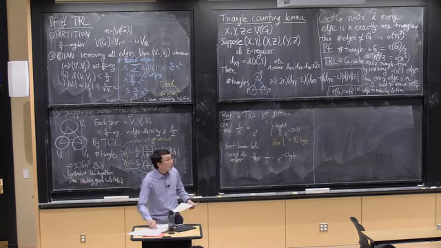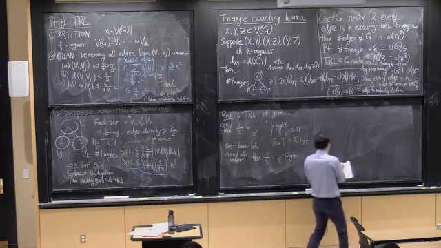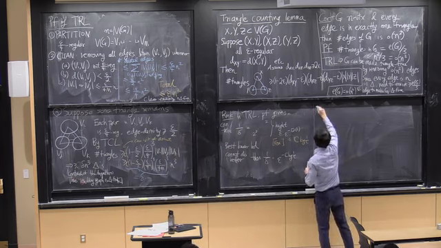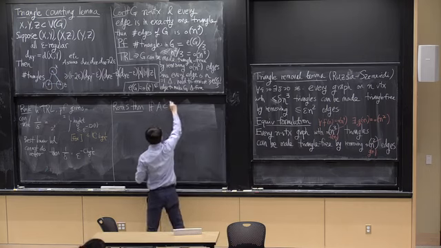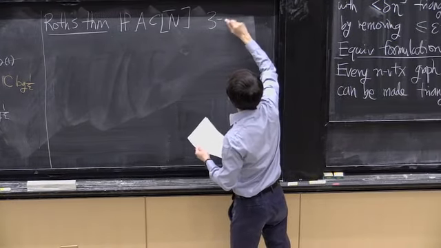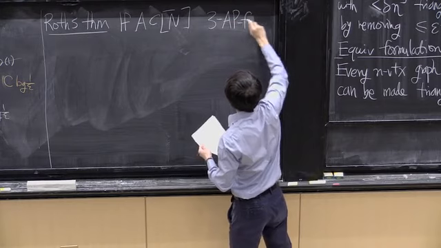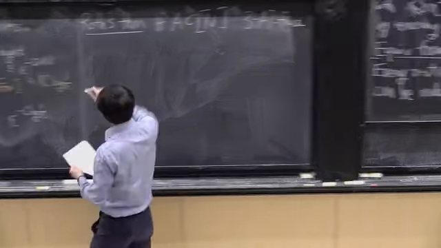All right. So let's prove Roth's theorem. Let me remind you that Roth's theorem, which we saw in the very first lecture, says that if you have a subset of 1 through n that is free of 3-term arithmetic progressions, then the size of the set must be sublinear.